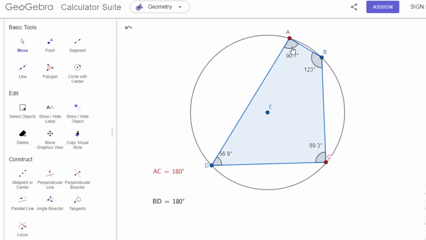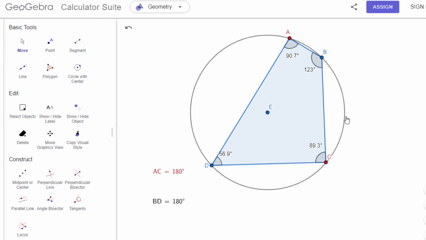So this opposite angle, which is A, is opposite to C. When I add the two angles, it's given me 180, and so on and so forth. So this is what is going on. This is just magnificent. This is wonderful. As you can see, this theorem holds true.